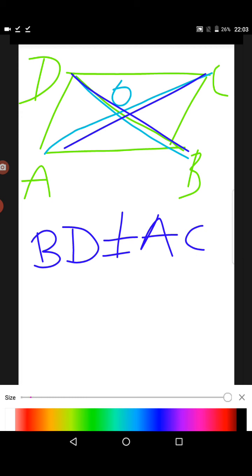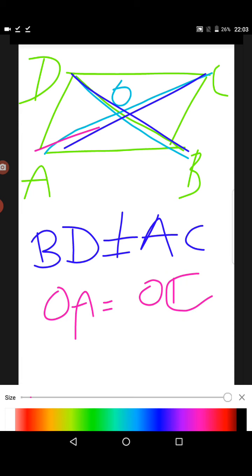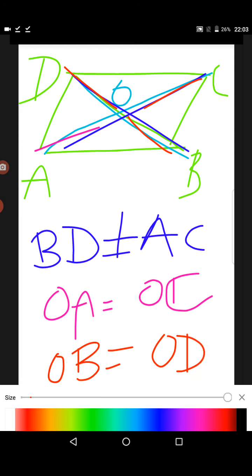Next. But one more nice thing. OA equals OC. And OB, this part is equal to this part. OB equals OD. Yeah, hope you understood this part.